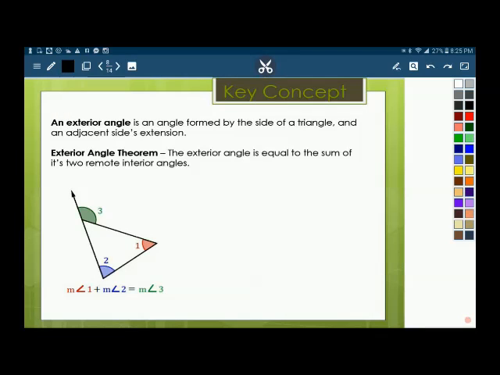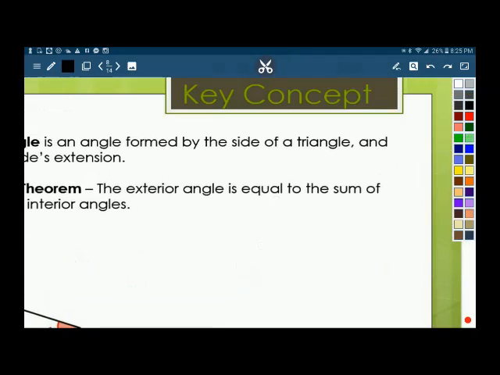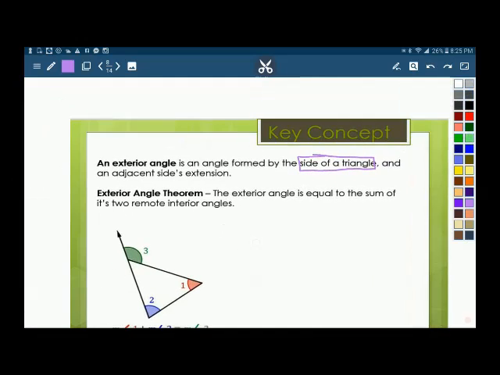Alright, so the second key idea here is that there are angles that can be created on the outside of a triangle as well. Particularly, an exterior angle is formed by, and this is really, really specific, really, really important, formed by a side of the triangle and an adjacent side's extension.